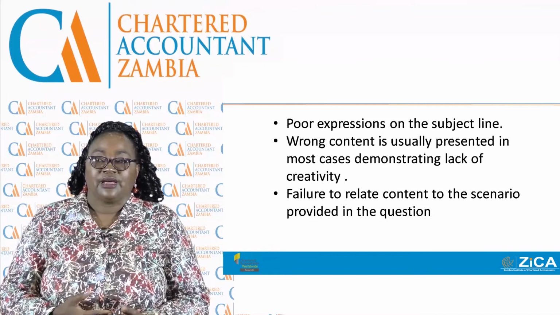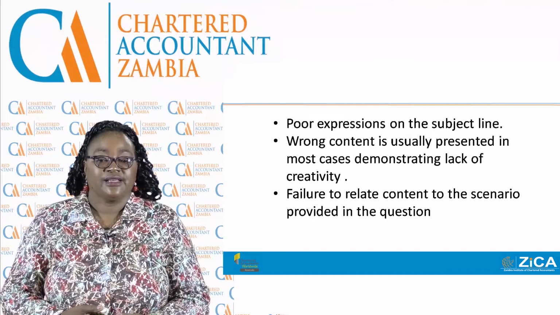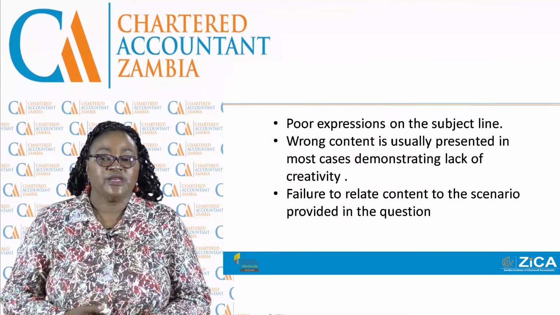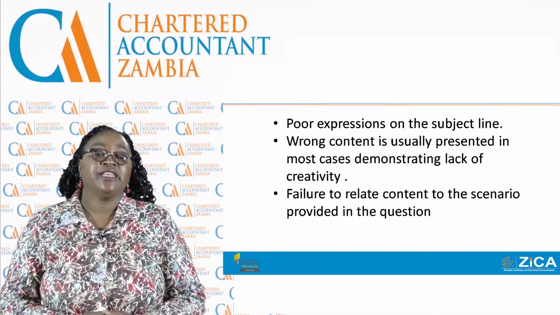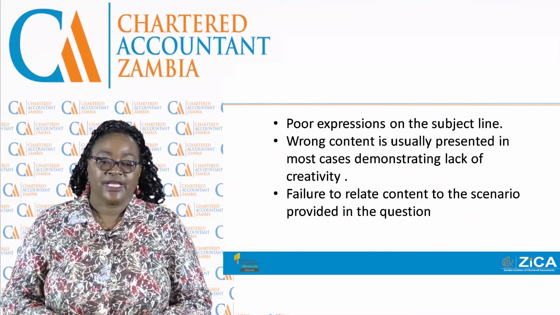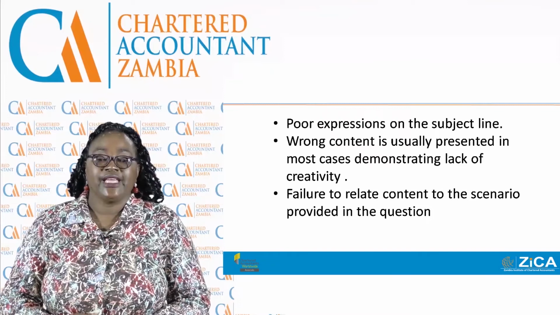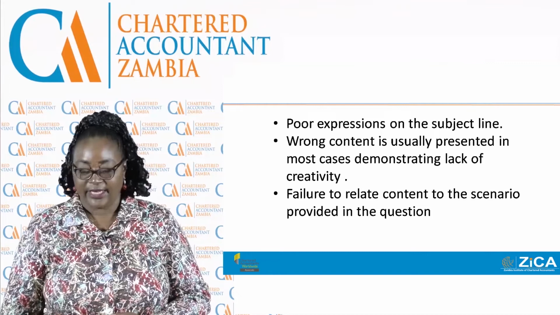And when they bring out wrong content, that simply means that they are demonstrating lack of creativity. Because normally in 1.6, the questions are scenario-based. But even when they are scenario-based, you are required to create some content in a way. But that content is supposed to be related to the scenario that is given. So it means that candidates sometimes fail to relate content to the scenario provided in the question.